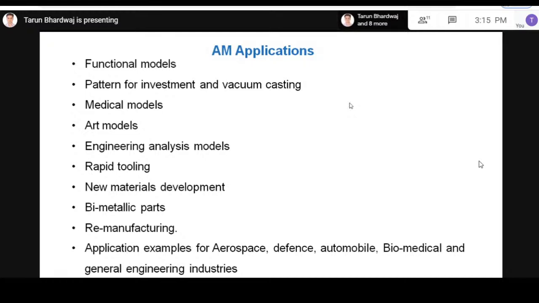Application examples: aerospace, defense, automobile, biomedical and general engineering industries nowadays use these AM applications. General Electric has recently set up an additive manufacturing plant in Bangalore for the laser sintering process and the laser melting process.